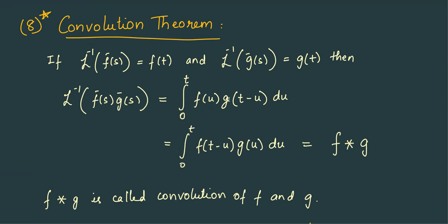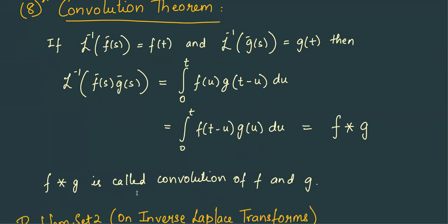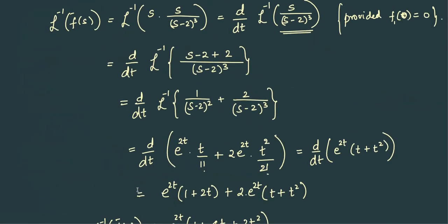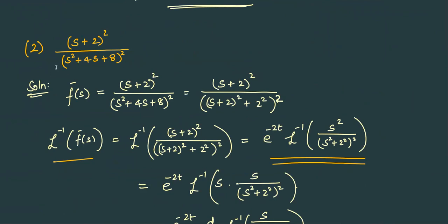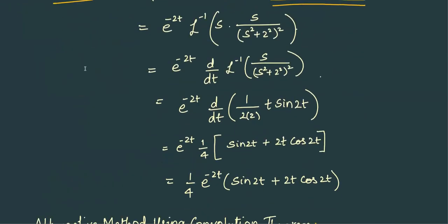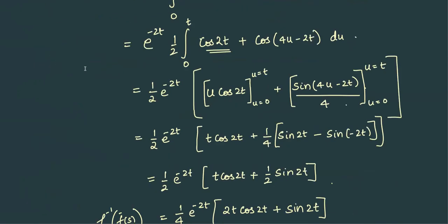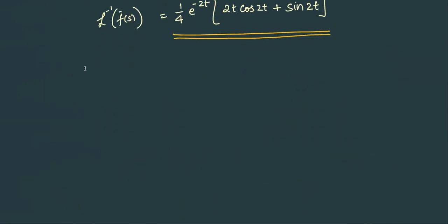f of u into g of (t minus u) du. Okay, f of u into g of (t minus u) du, 0 to t. So this is called the convolution function. We can do this, and we did one example like this question last week. We did it using the convolution theorem. We ended here. So now we need to proceed further.